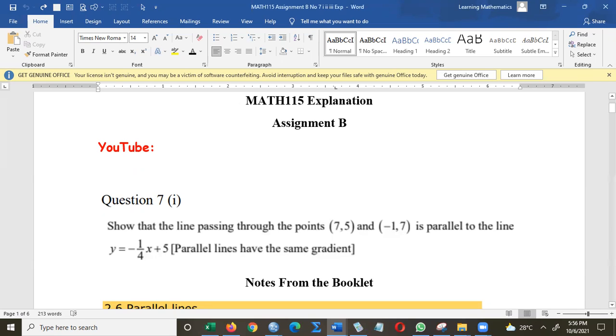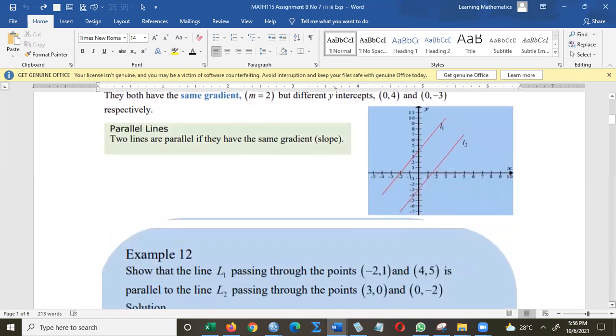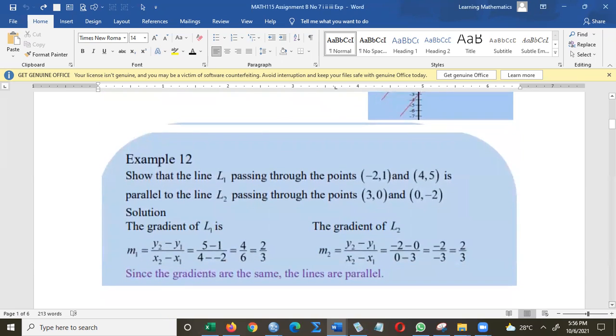So that's what you've got to do for this question. All right. Now here you have some notes from the booklet regarding parallel lines. They have the same gradient. In Example 12, you have two lines, L1 passing through those 2 points and L2 passing through those 2 points. Two gradients were calculated, one for L1, one for L2. And if you notice, we got the same value. So therefore, these two lines are parallel.